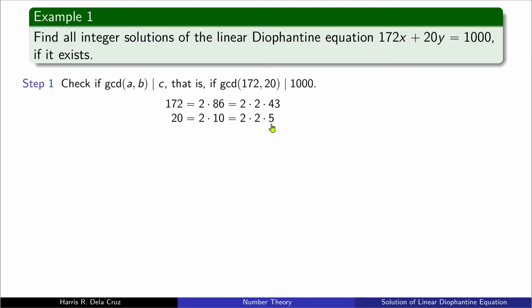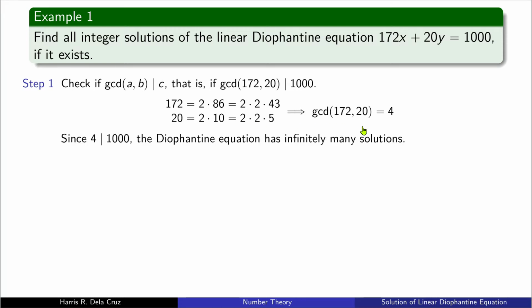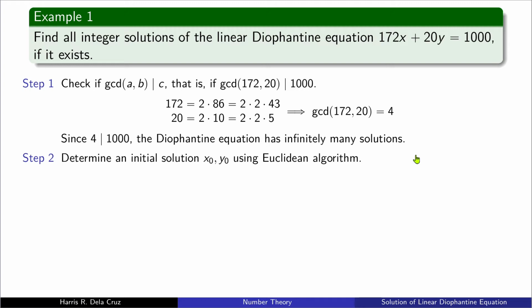We can easily see that the GCD of 172 and 20 is actually 2 times 2, or that's equal to 4. Since 4 divides 1000, the Diophantine equation has infinitely many solutions. So the next step is to find an initial solution. So how do you do this? You use the Euclidean algorithm. Of course, you can guess any other solution, but that's only easy to do if the values of A and B are small. If the values of A and B are too large, then trial and error might not be an easy solution. So let's stick with the Euclidean algorithm.